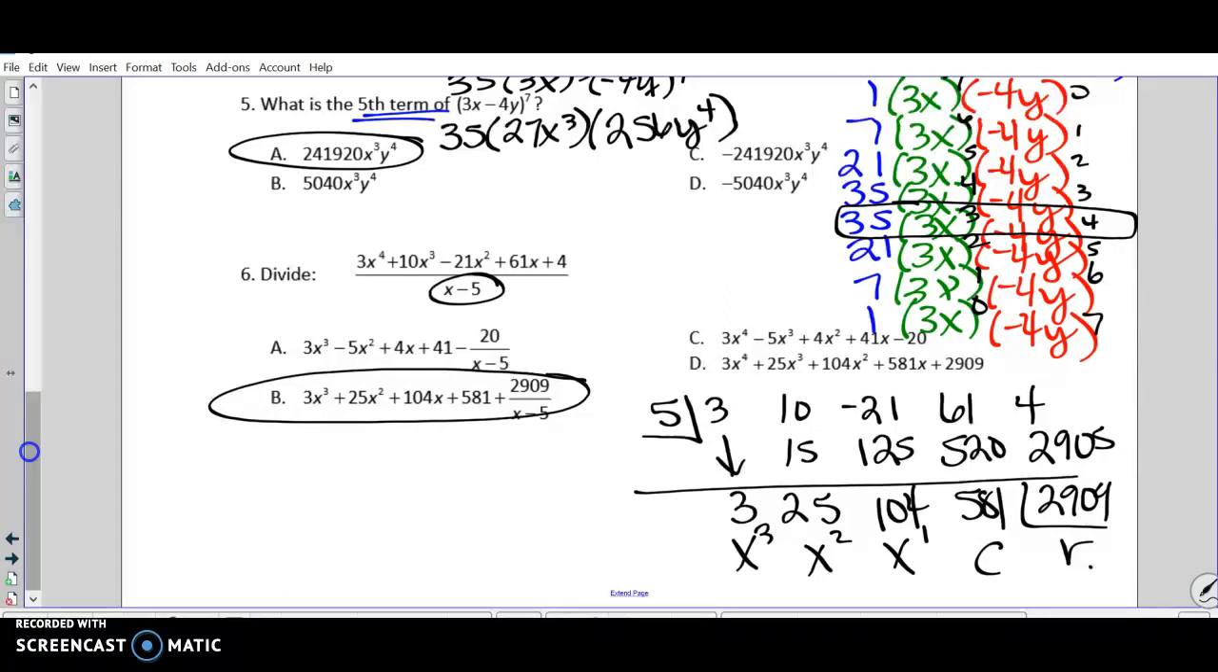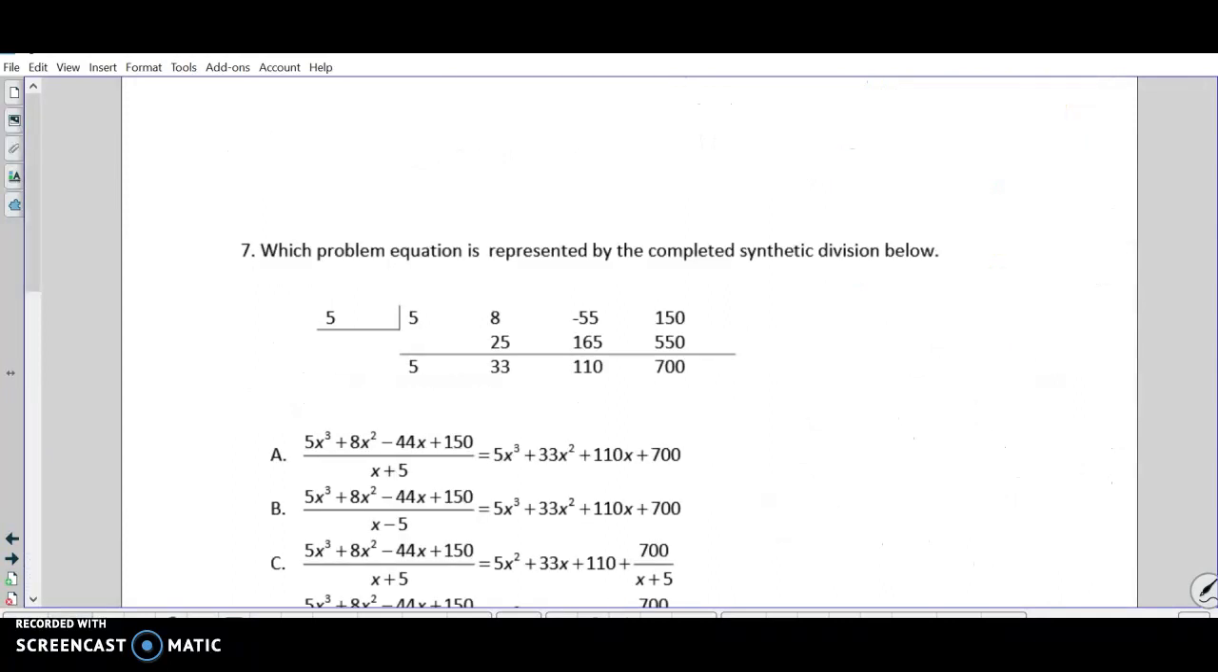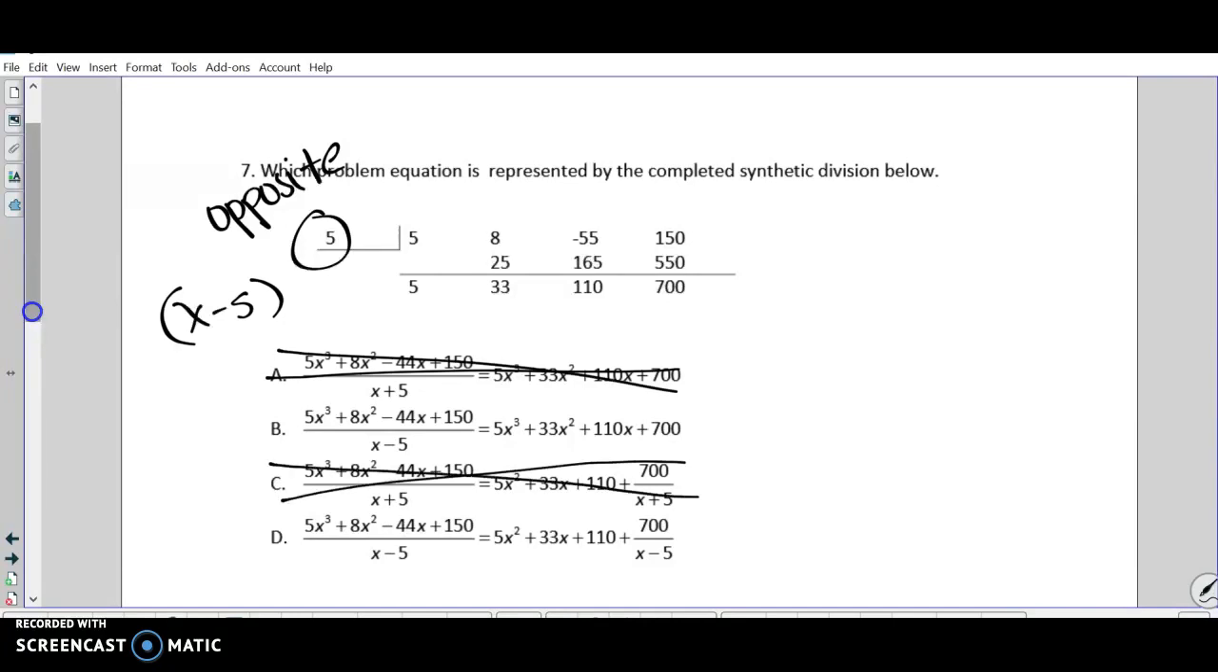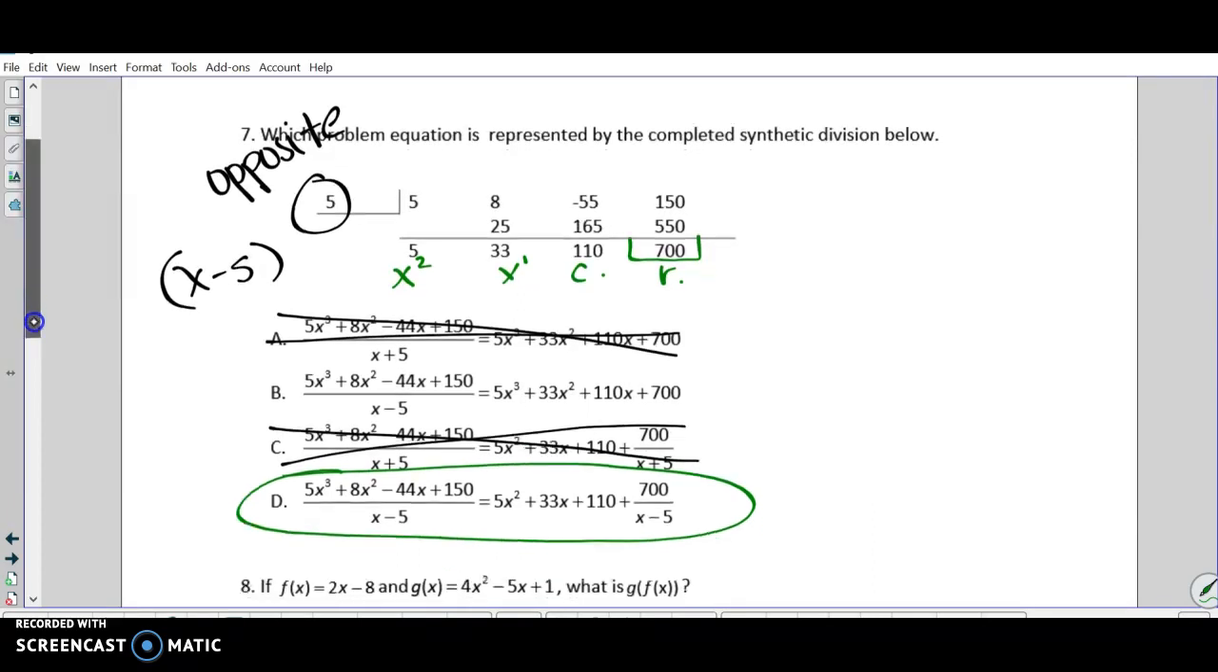Alright, almost finished. Using what we just did in number 6, number 7 should be pretty easy. We want the opposite. So if I'm writing this backwards, I'm looking for the divisor x minus 5. So I can automatically get rid of A, and I can already automatically get rid of C. And they've already done the synthetic division for me. This is going to be my remainder, constant, x to the 1, x to the 2nd. So B doesn't have 700 as my remainder. So the only one that works here is D.